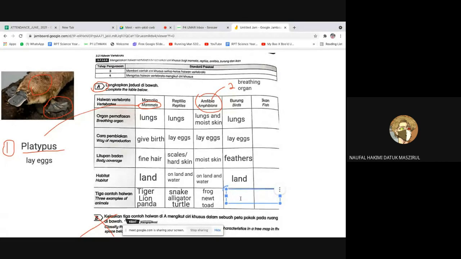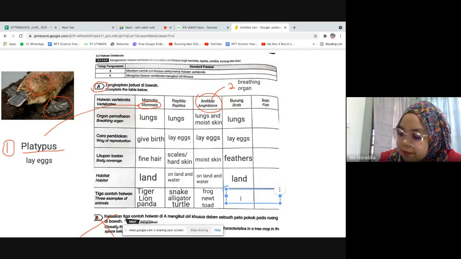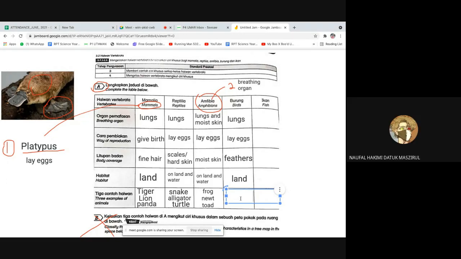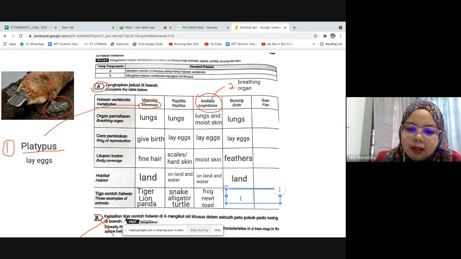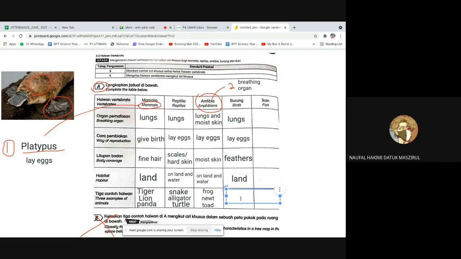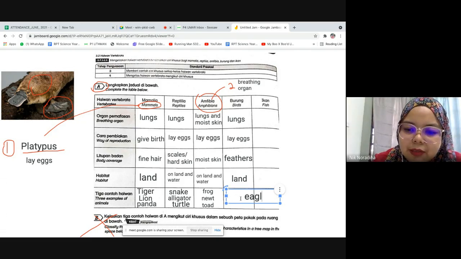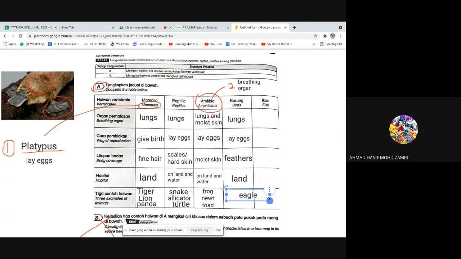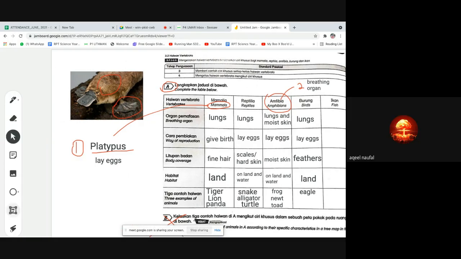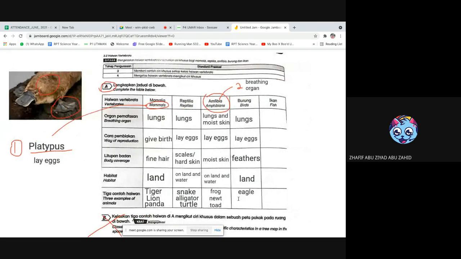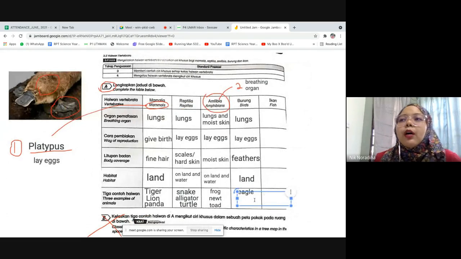Bats. What is the name of a bird that you can remember? Eagles. Well done. Correct. Burung gagak. What is burung gagak in English? Crow. Okay. So, the names of birds that you mentioned just now.